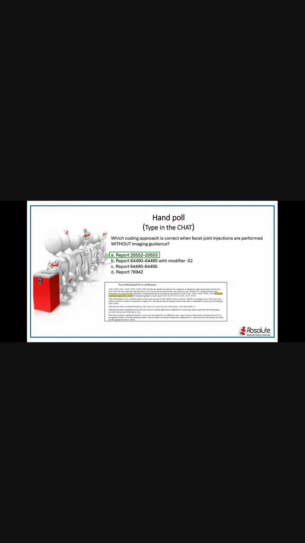CPT manual. This is on the paravertebral spinal nerves and branches, and you can see if image guidance is not used, report 20552 or 20553. And as I said, if ultrasound guidance is used, that's when you use the Category III codes. Okay, so I hope this was also an aha moment for you all.